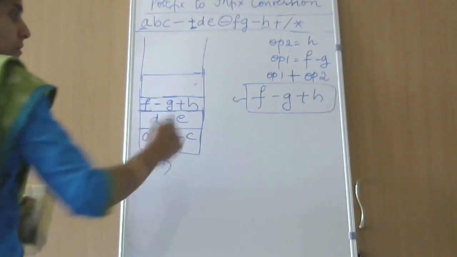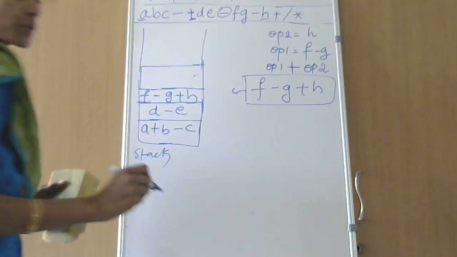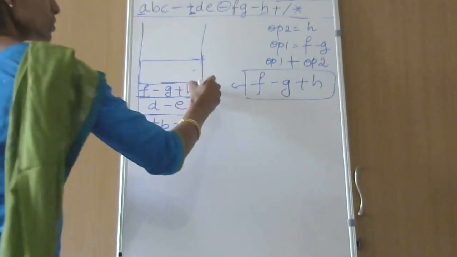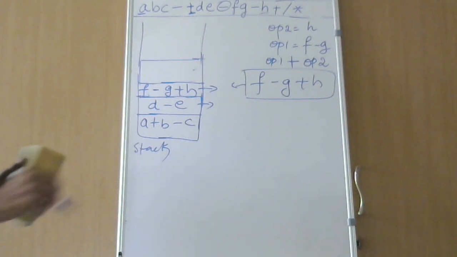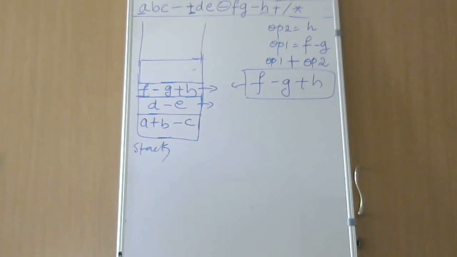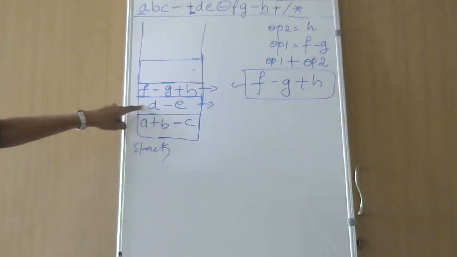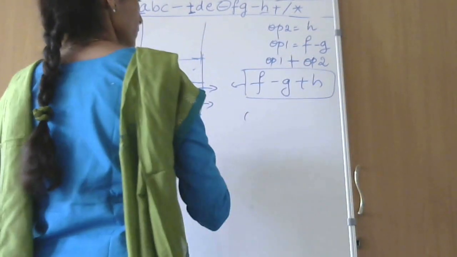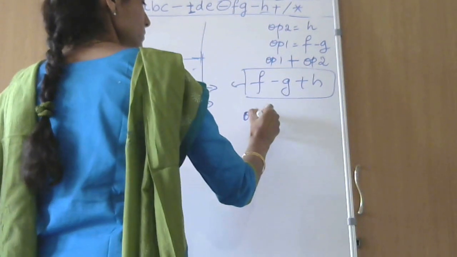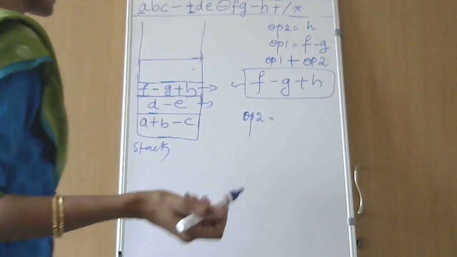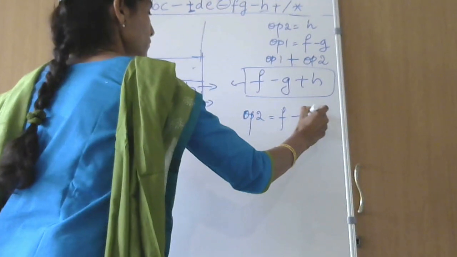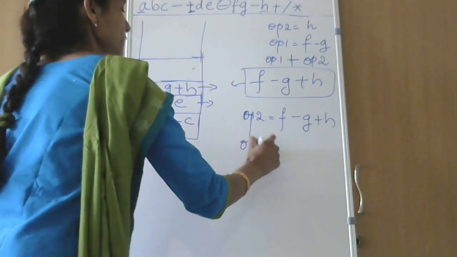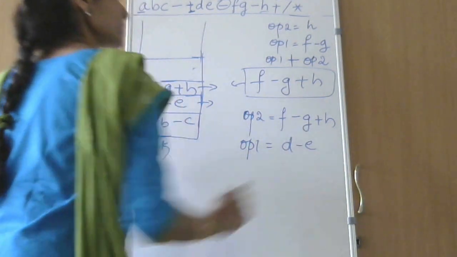Next. After plus, we have slash. Slash is again an operator. So, when slash is an operator, what should we do? Pop the two elements out of the stack. Okay. So, you have to pop this, you have to pop this also. Right? Let me write it here. Pop and store it in a variable, OP2. OP2 will have F minus G plus H. OP1 will have D minus E.